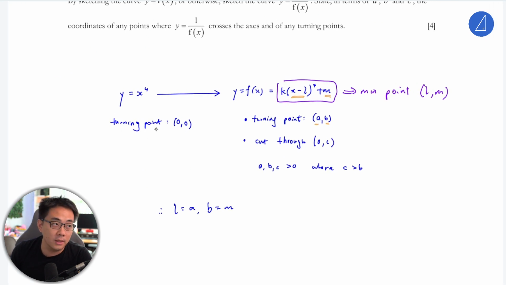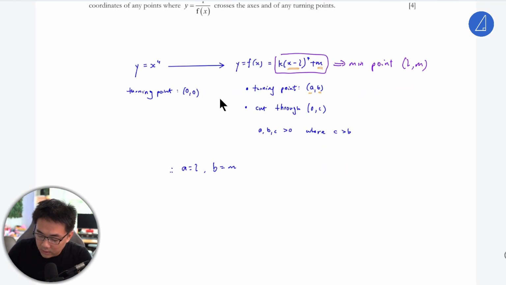Actually you don't really need to know the (0, 0), but you know that from here to here is a translation of l units in the positive x direction, then scale by a factor of k, then translate by m units in the positive y direction. You can actually see the transformation from this curve to this curve here. So just based on this equation, you can tell that the minimum point is (l, m). Then you're given that this turning point is (a, b), so l = a, m = b. I skip a step here because this is a turning point.